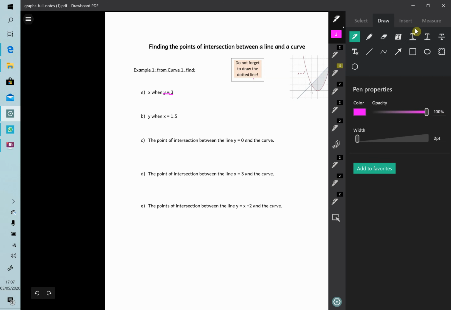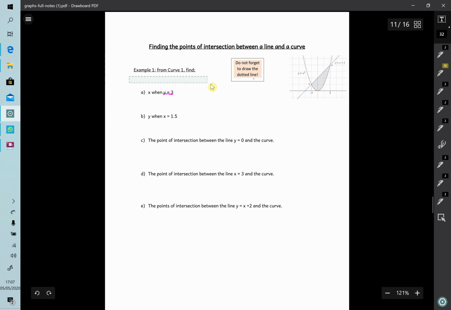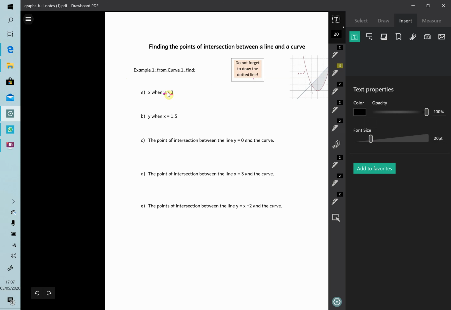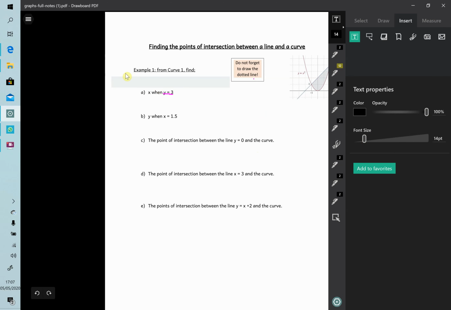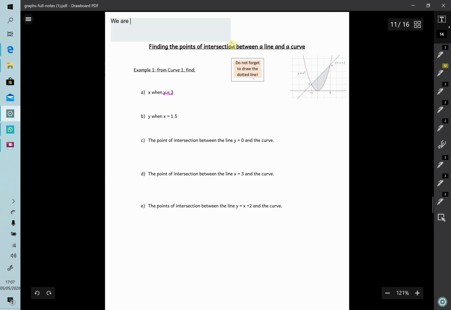This is something I would write down over here. We are finding the values using our plotted graph. This is important because we can do it just by using the equations, but for this particular lesson, we have to use the graph to allow us to find the value of x when y equals 3 using the graph.